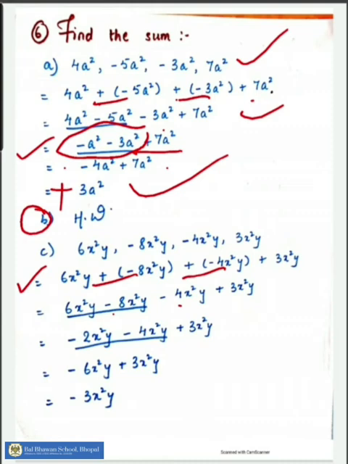Now, 6x square y minus 8x square y. 8 minus 6 is 2. But since 8 is bigger, I am getting a minus sign over here. And the rest of the numbers I have copied down as it is. Now, I know according to the BODMAS rule, minus is plus. So, minus 2 minus 4 will give me minus 6x square y plus 3x square y. Correct? Now, minus plus is again minus and I know 6 minus 3 is 3, where I have to put a minus sign also because 6 is the bigger number over here. So, my answer is minus 3x square y.